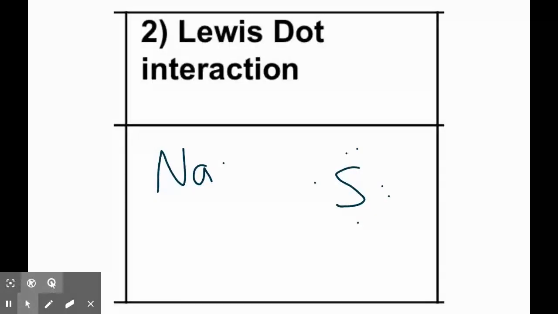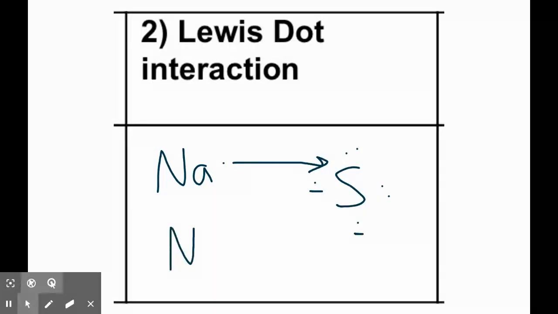In box 2, remember, we're going to redraw our Lewis dot structures. And then we're going to show the transfer of electrons with arrows. So sodium is going to give up its 1 valence electron to sulfur, so that valence electron will go right there and pair with that valence electron. But we still have this valence electron that's lonely, so we need to find it a pair.